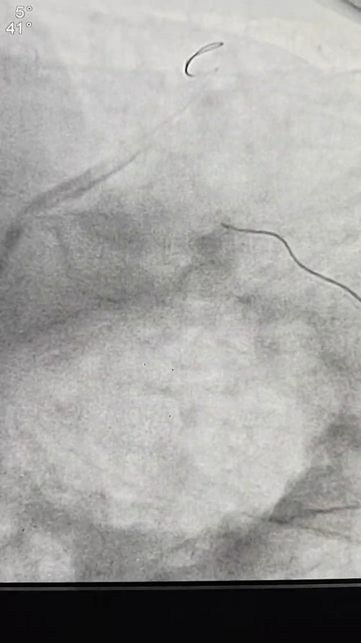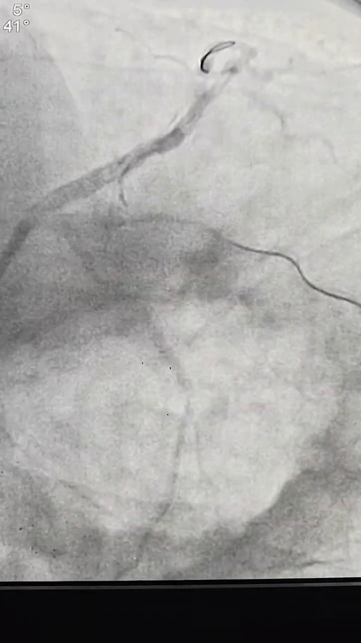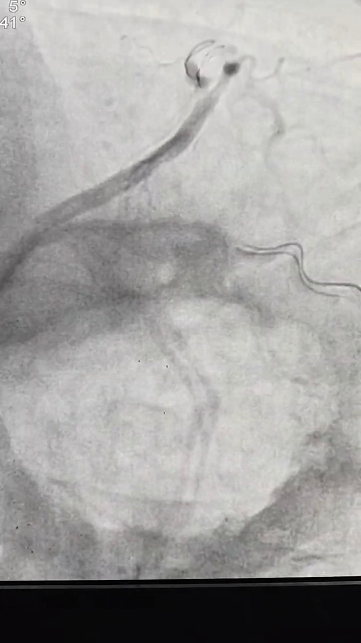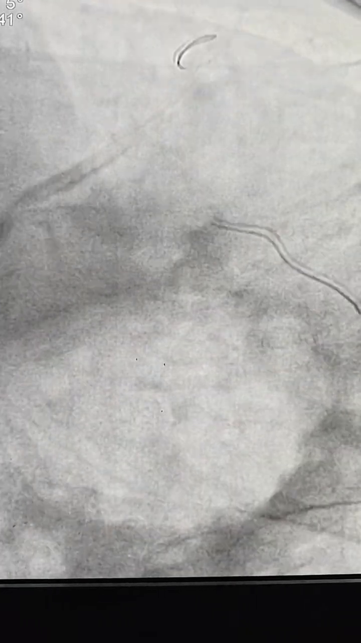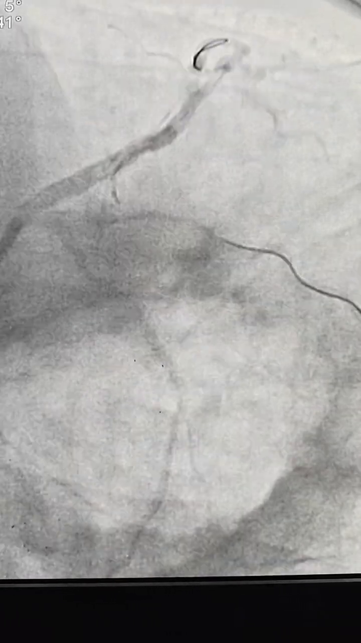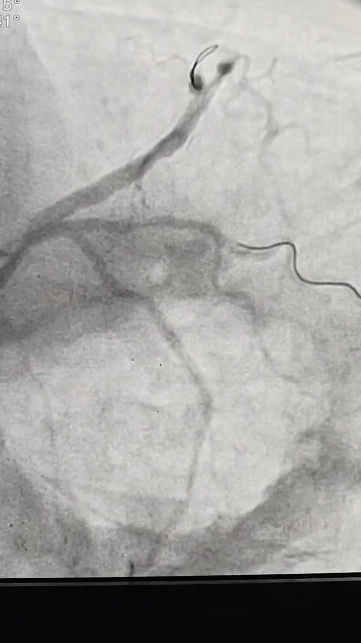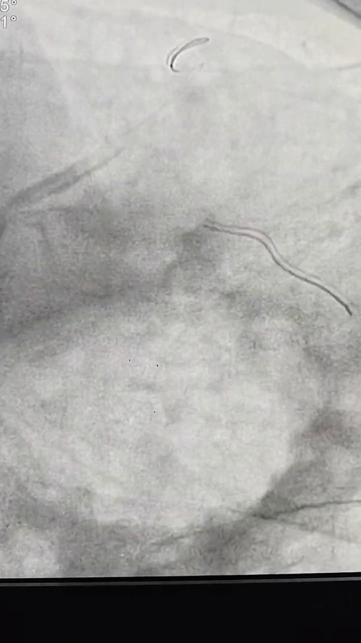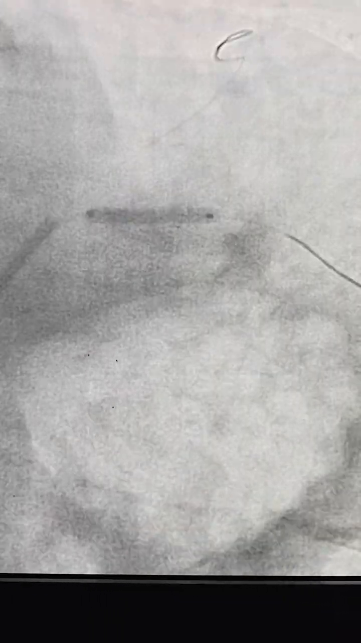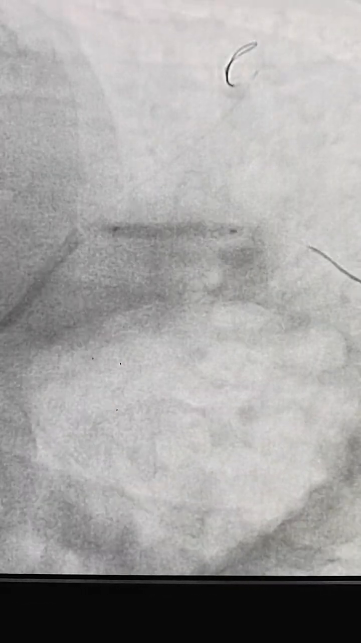Then I decided to change the catheter because there was very minimal support with the JL. I took the XB3, and I was very careful, and I parked one more wire in the LAD and one in the OM, so that I'd get the support and there would not be any injury to the left main, as it was a short left main. And then with the support of the LAD wire and this catheter, I managed to push the stent in the OM, and it was inflated at around 12 atmospheric pressure.